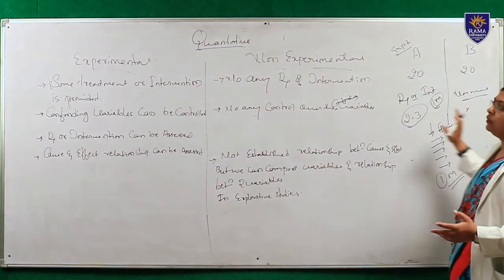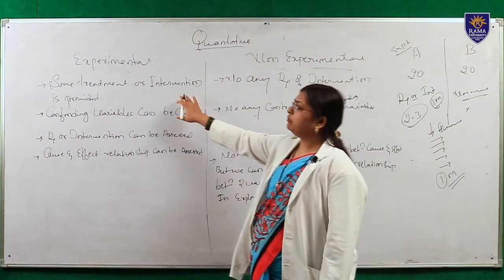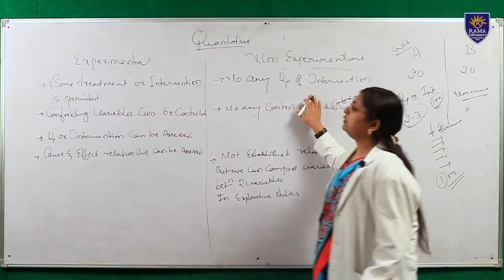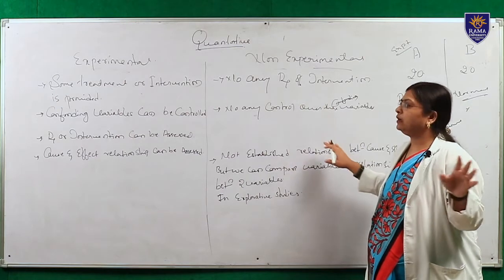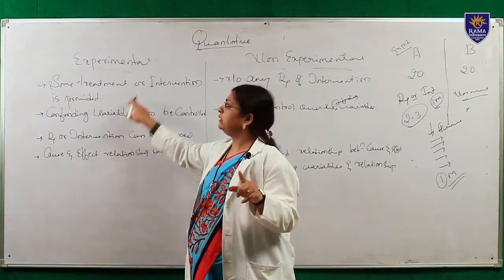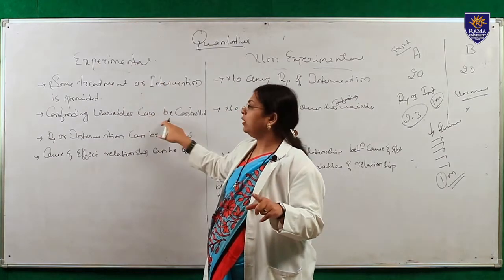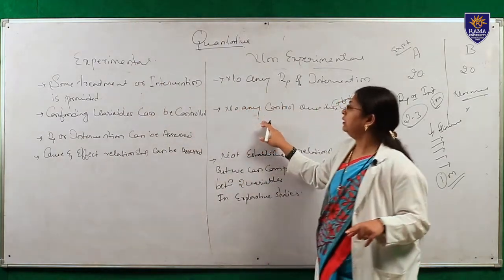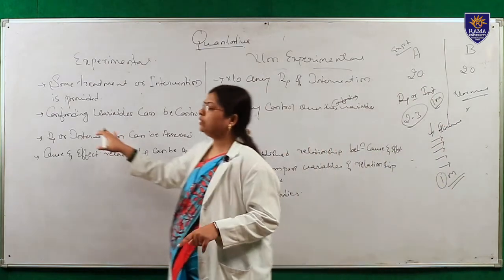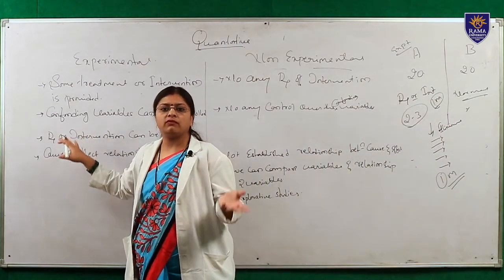So this is how it works: in experimental research a certain treatment or intervention is provided, and in the other group we are not giving any intervention or treatment. The second thing is that confounding variables can be controlled in experimental research, but here we cannot control them. Now, what are these confounding variables?